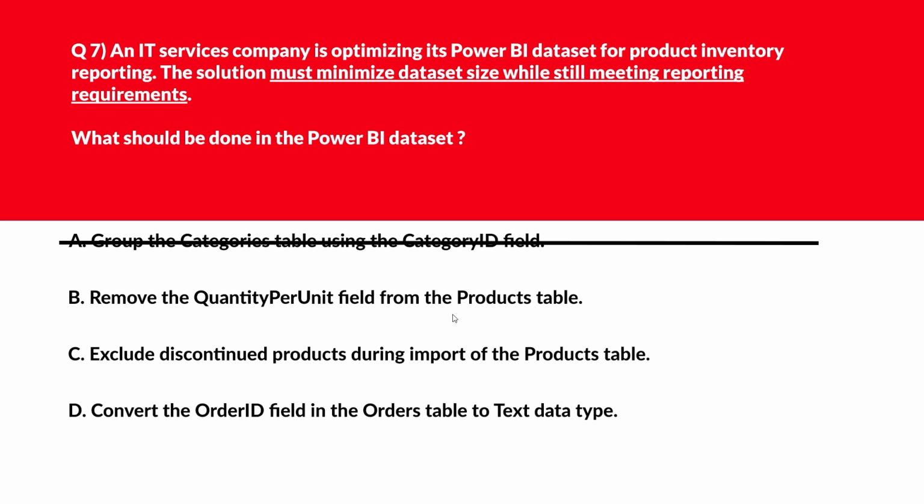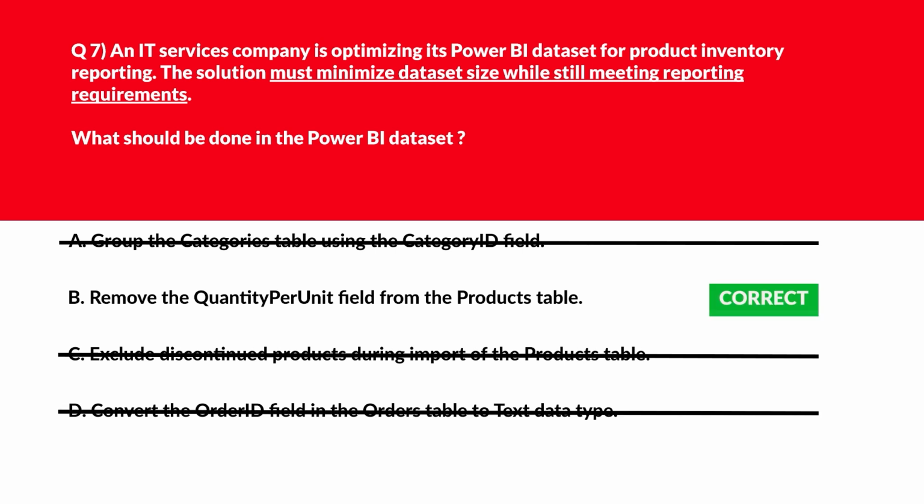We'll keep it. Option C, filtering discontinued products reduces rows but may remove data still needed for historical reporting. Wrong answer. Option D, converting order ID to text increases storage requirements instead of reducing them. We'll eliminate it. Option B is the right answer.